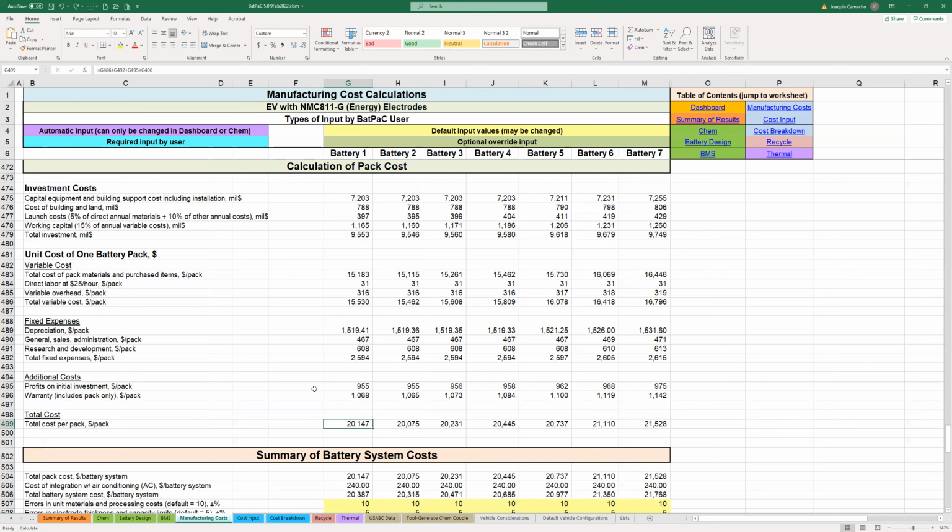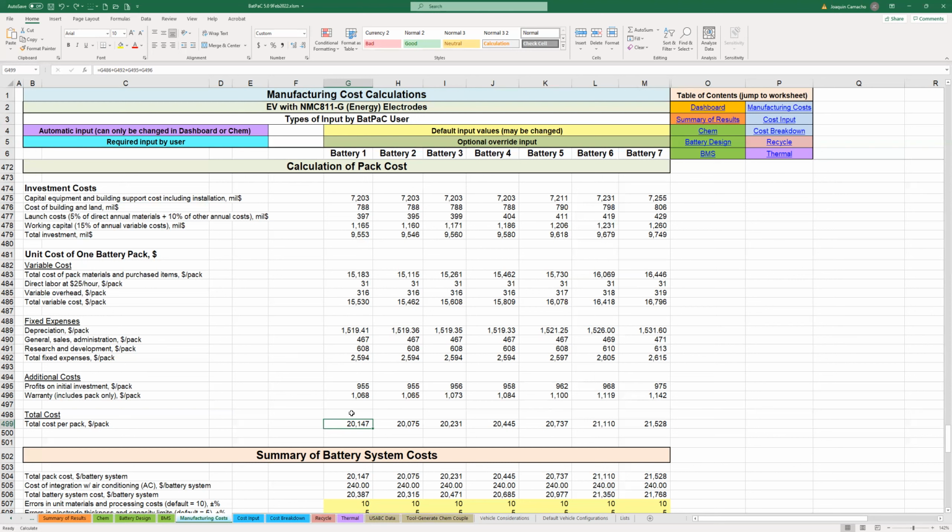Each pack costs $20,000 per pack for this high nickel battery. So that's the cost. Is your manufacturing cost reasonable? Why or why not? Well, the cost of $20,000 per pack is not reasonable.